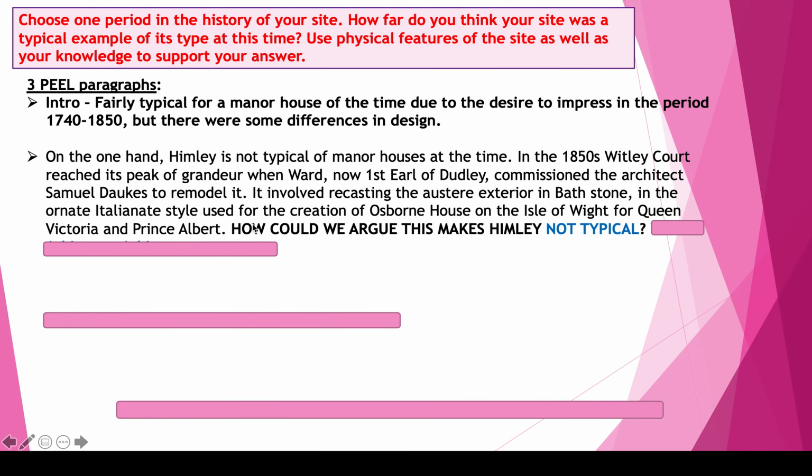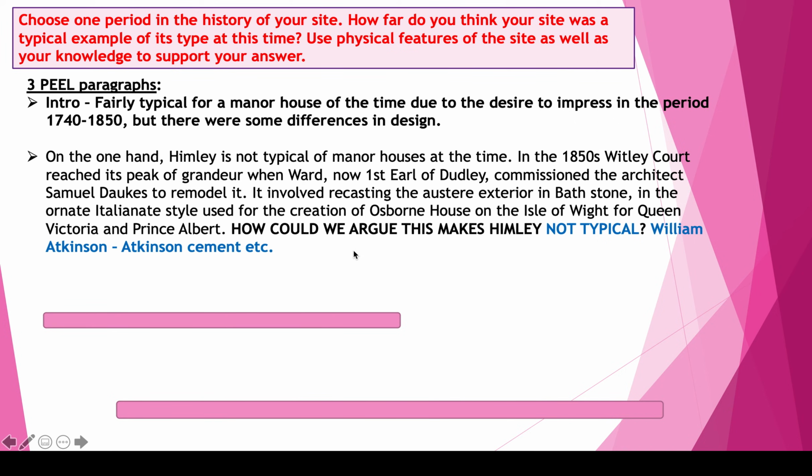Now, what you need to do, after you've talked about the physical features and given the evidence of Whitley, is provide some evidence from Himley Hall that is different, that shows us a difference in the physical features of Himley. So how could we argue that the fact that Whitley has the Bath stone and the Italianate style shows that Himley is not typical of sites of its time? Well, the fact that William Atkinson, the different architect, covers Himley Hall in Atkinson cement, not the Bath stone that Samuel Dawkes used. And it's a different style. It's a Palladian style for Himley Hall, not the Italianate style. So this is my first example of how physically Himley is not a typical manor house of its time, okay?